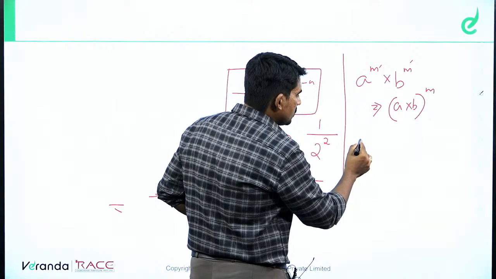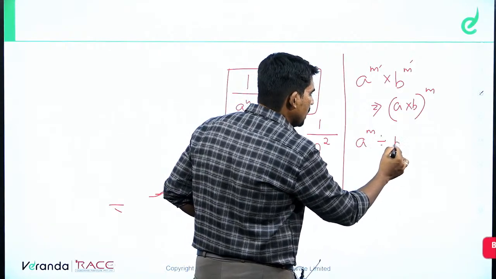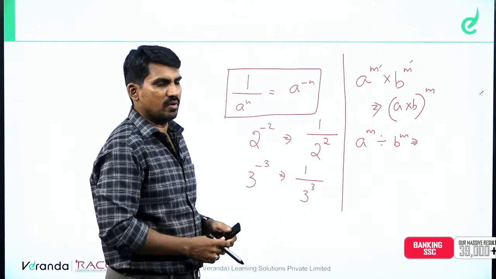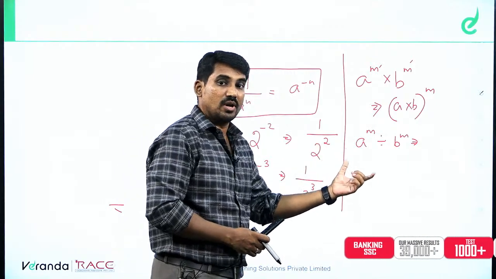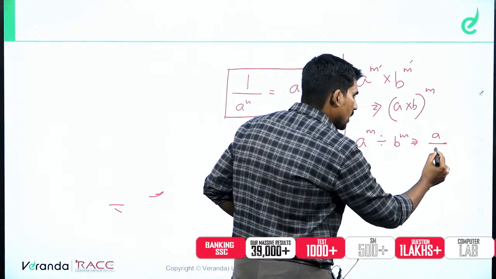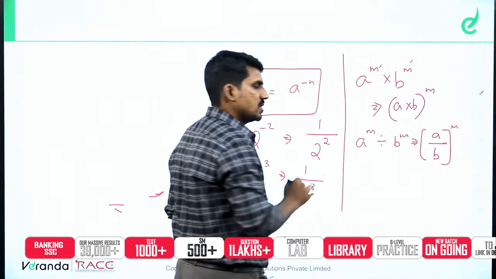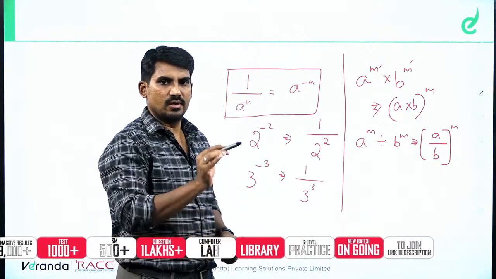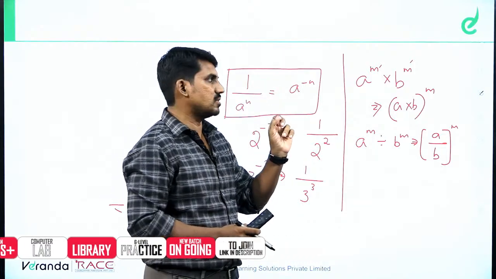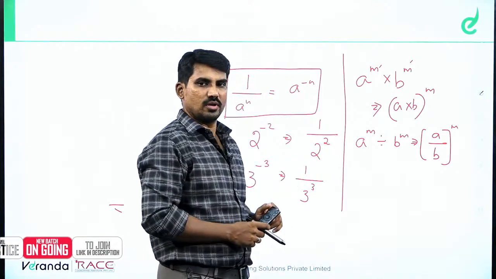Now, the next one is a to the power m divided by b to the power m. Clear? Separately, a power m divided by b power m. Both base values are different, but the power is the same. How can we approach this? We can divide the base values, take them like this, and take the power on the whole. That's all. Clear? This is the next important thing: bases different, power same. How can we approach it?